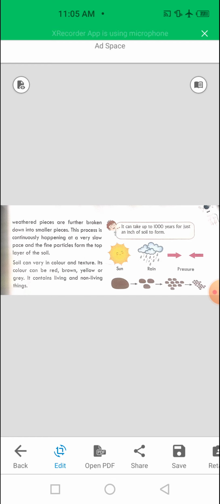Here a diagram of soil formation is given. Look at this picture. Firstly, the sun heated up the rock and the rain cooled them, and this heating and cooling over thousands of years broke down the big rocks into smaller rocks by the pressure, and these smaller rocks continued to break down and form tiny particles called soil.